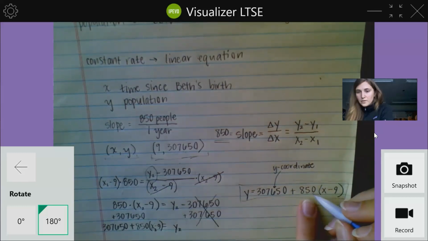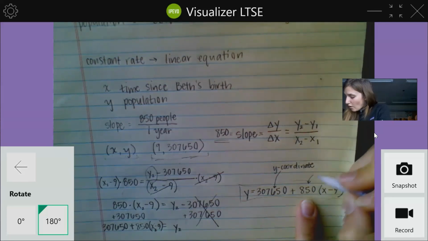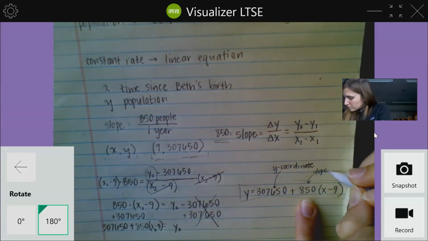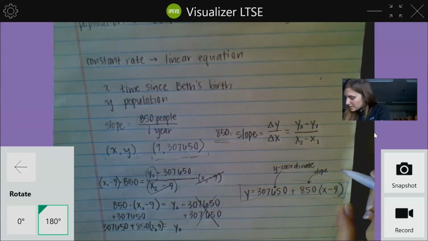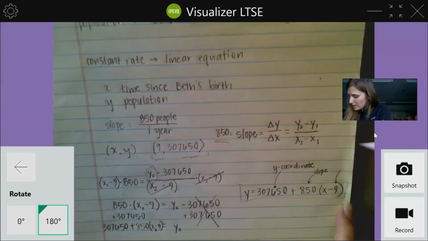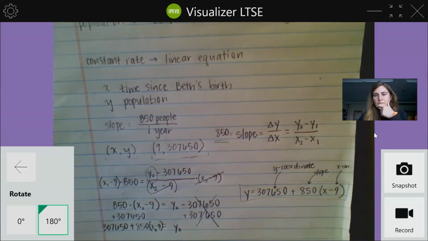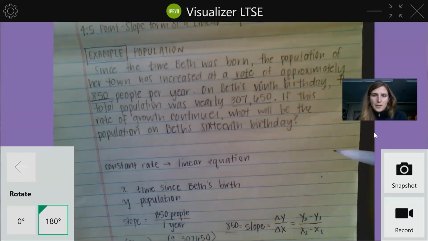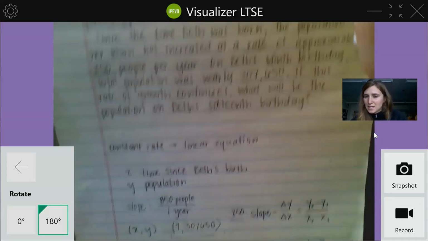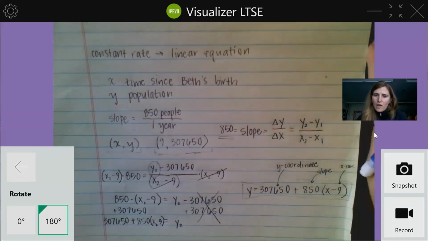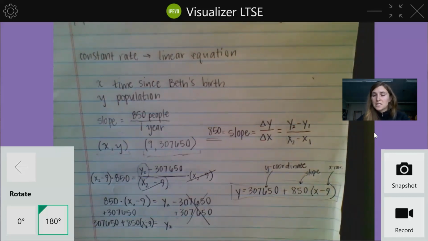Right here is our slope. And then right here was our x coordinate, right? Right, and now let's answer this question from up here. What will the population be on Beth's 16th birthday if the population continues to increase at that rate?